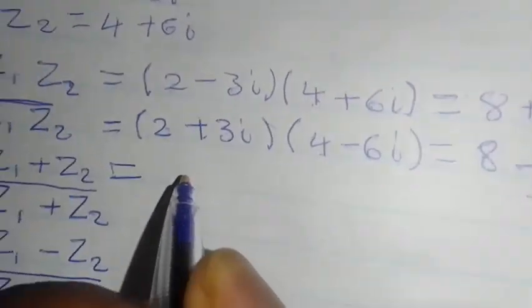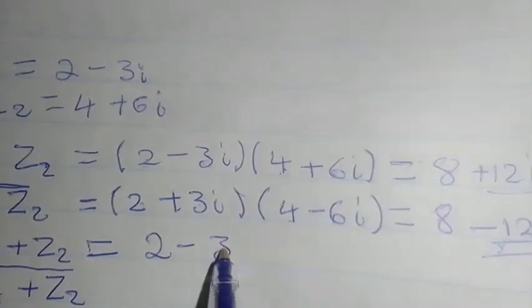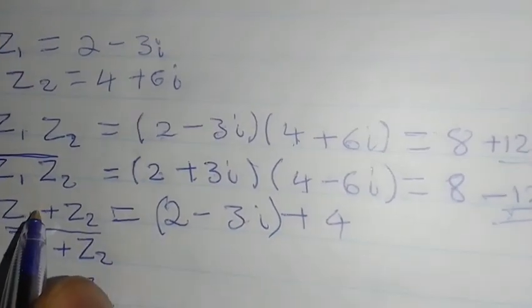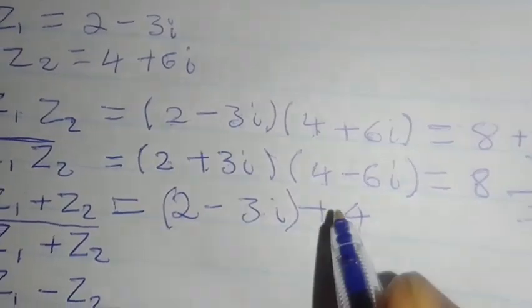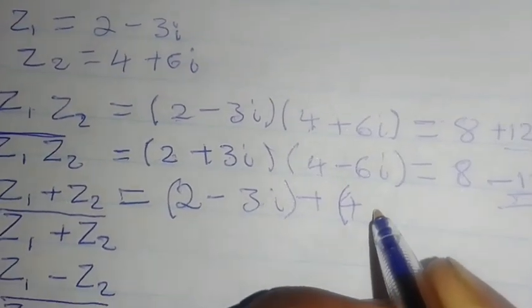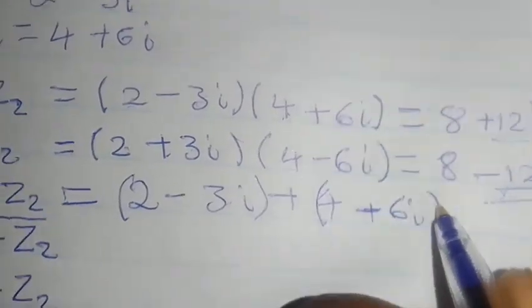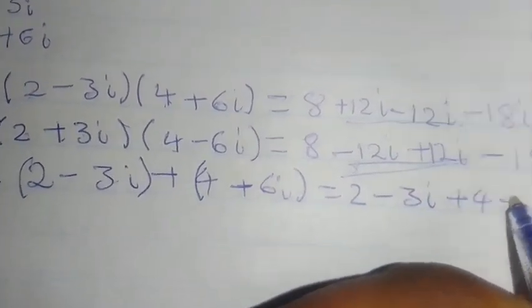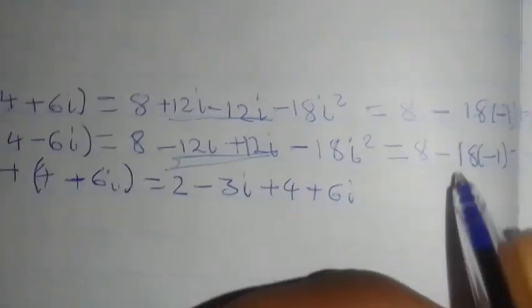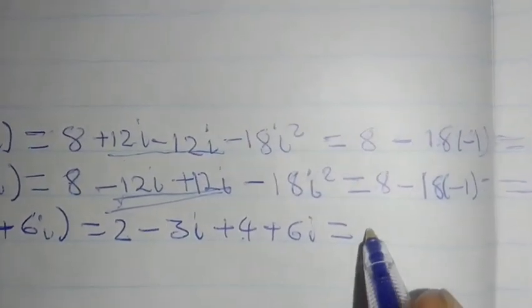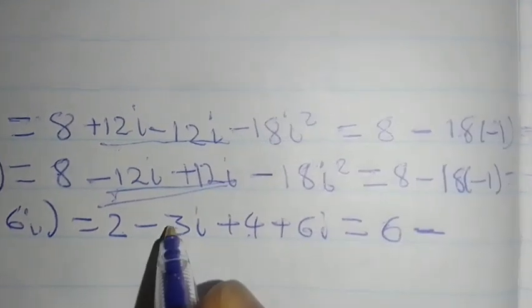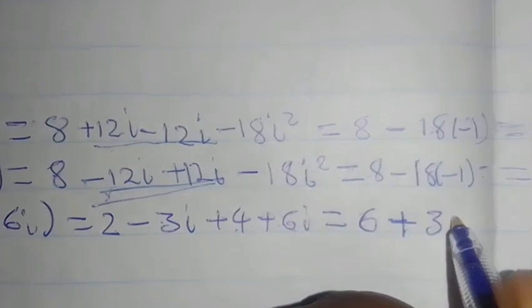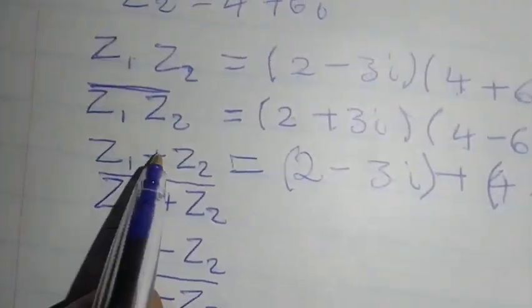Now let's say that we are adding these complex numbers: 2 minus 3i, that's Z1, and then Z2 is the same as 4 plus 6i. Now you'll remove the bracket and say 2 minus 3i plus 4 plus 6i. Now you just group the like terms. 2 and 4 are like terms, so 2 plus 4, that's going to be 6, and minus 3i and 6i are like terms. So minus 3i plus 6i, that's just going to be positive 3i. So that's when you add these ones.